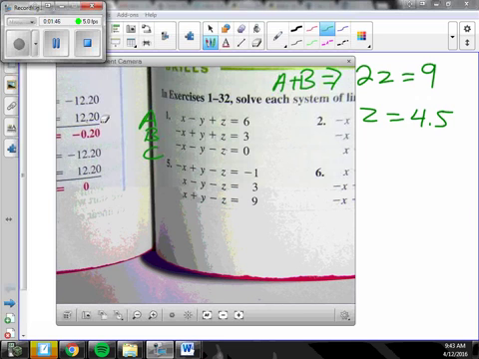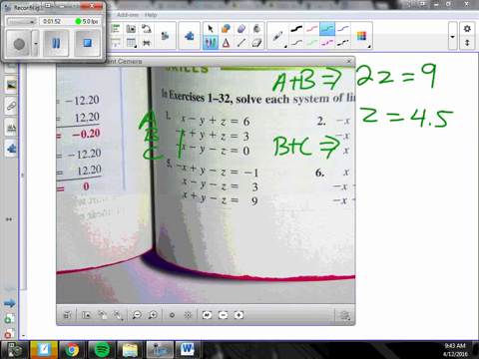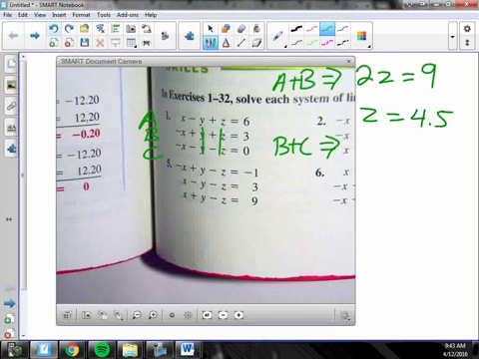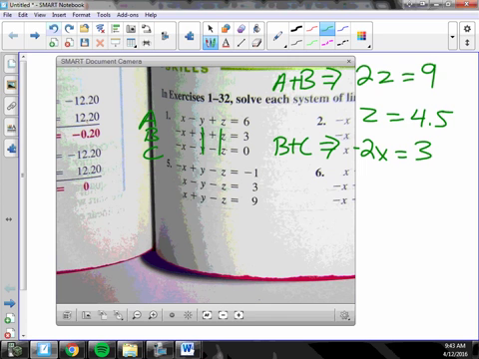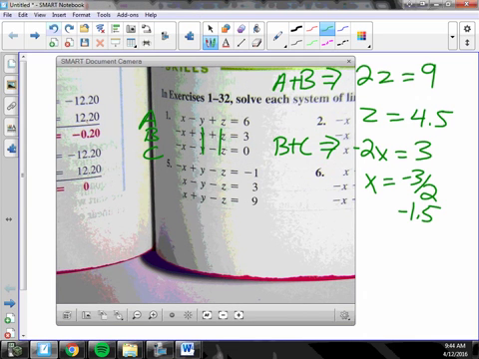If I add B and C together, so B plus C, my y's cancel and my x's cancel, and I get negative 2x equals 3, so x equals negative 3 halves, or negative 1.5. And now I have a z and I have an x. Now I just plug them in. Is there an equation you would prefer?